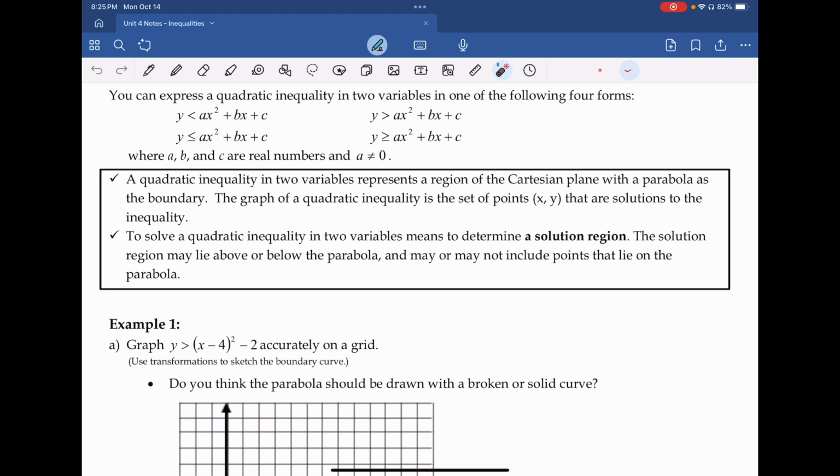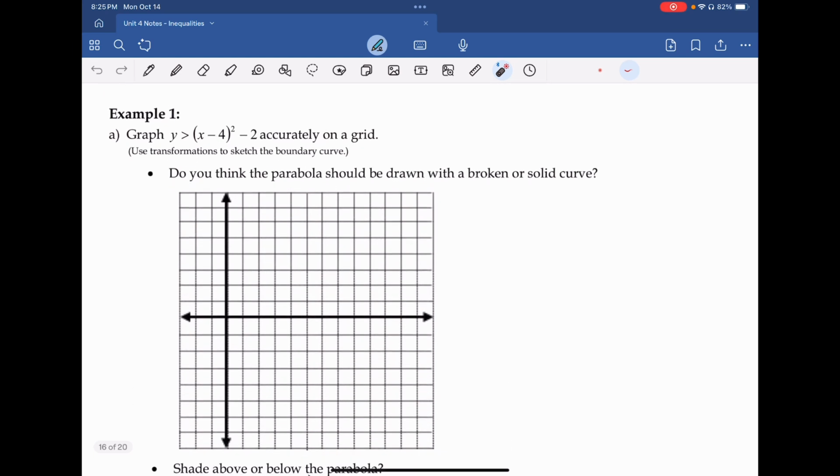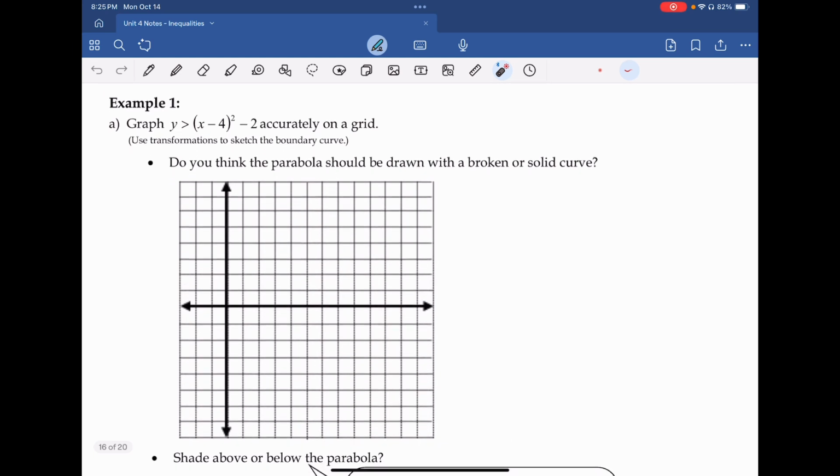Now, to solve any quadratic inequality in two variables, we determine that solution region as just mentioned, and the solution region may lie above or below the parabola, depending on what the inequality looks like, and then we want to determine, based on that, are those actually solutions? We can always verify those things. Now, let's take a look at example 1, where we're going to look at graphing one by hand.